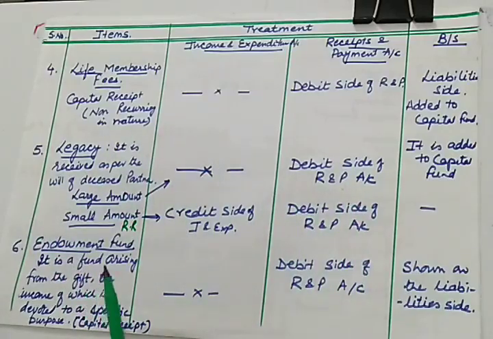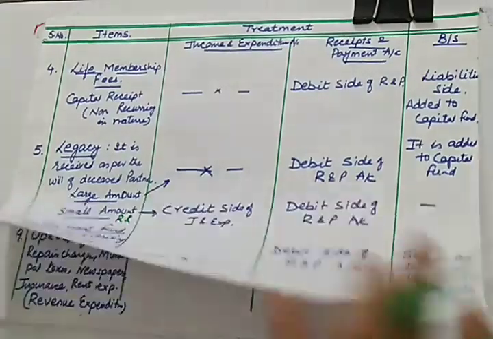Now next is endowment fund. It is a fund which arises from a gift, the income of which is devoted to a specific purpose. So whatever endowment fund you are having, it is always treated as capital receipt, so it should not be made a part of income and expenditure. It will be recorded on the debit side of receipts and payment account. Likewise, it will be shown on the liability side of the balance sheet.